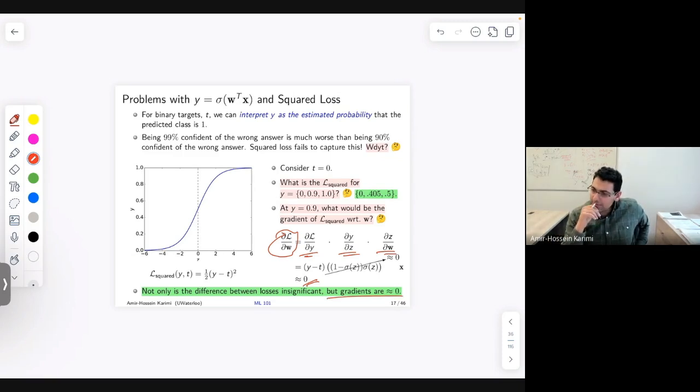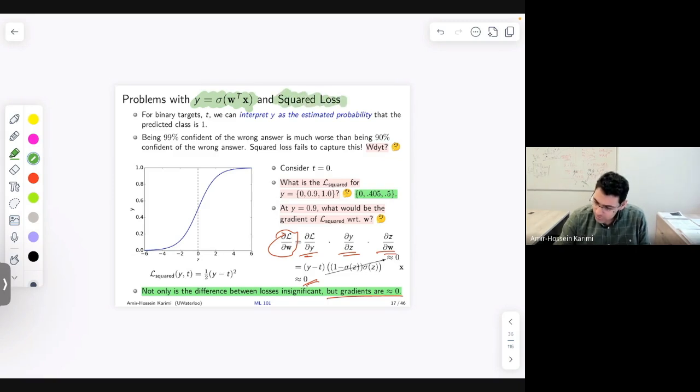But besides that as well, we're not really differentiating between the different values of loss for different confidence levels when we're 90% confident of being wrong and 100% confident of being wrong. So this is the problem with our third attempt, which was y is equal to the sigmoid of W transpose X, and we use the squared loss.